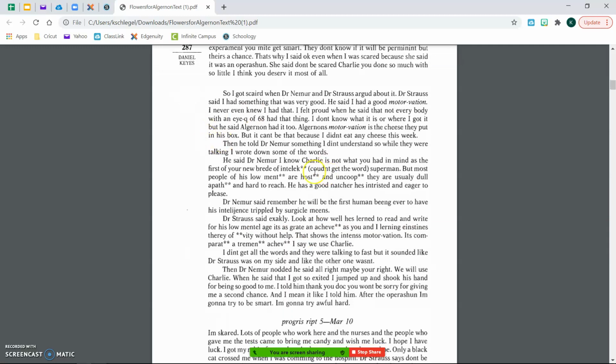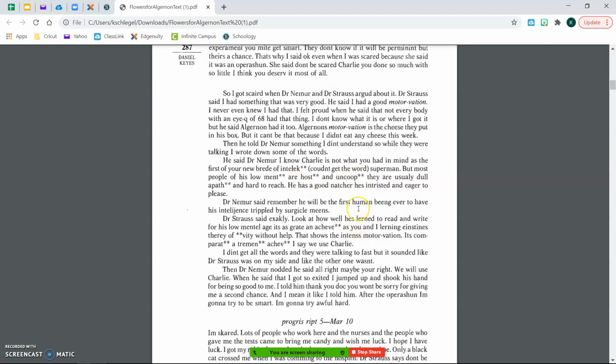So basically what he was saying was a new breed of intellect, but most people of his low mentality are hostile and uncooperative. They are usually dull, apathetic, and hard to teach. People with low IQs, low mentality, are usually hostile and uncooperative. They don't want to cooperate with you, but Charlie was very cooperative.